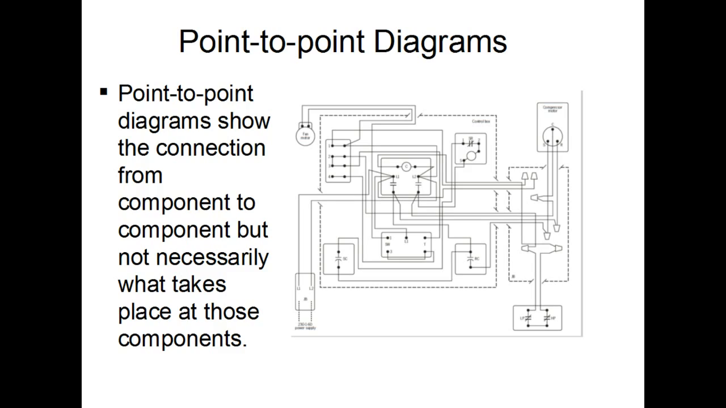Point-to-point diagrams show the interconnection between the components. It doesn't show you much other than where the wires go, how many wires there are, and where they're connected. You'll see these again on the larger commercial equipment schematics, but you will not see this in a residential piece of equipment.